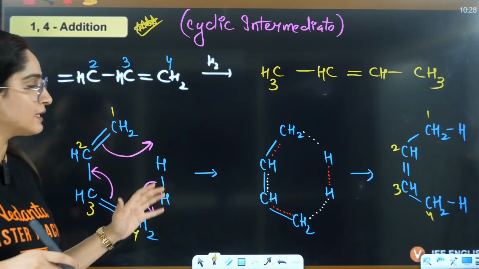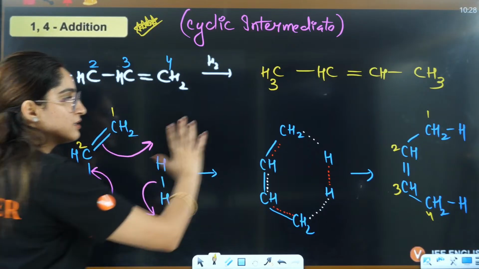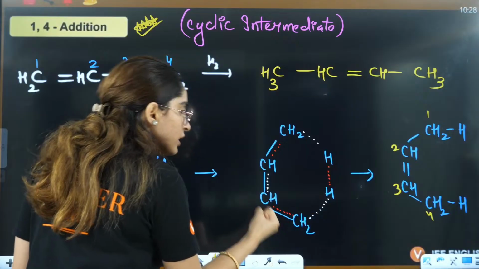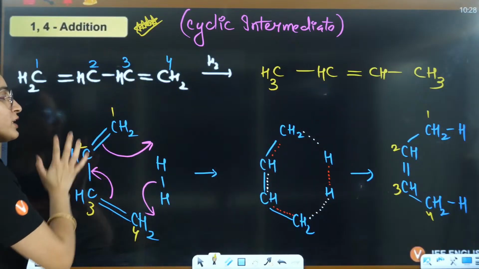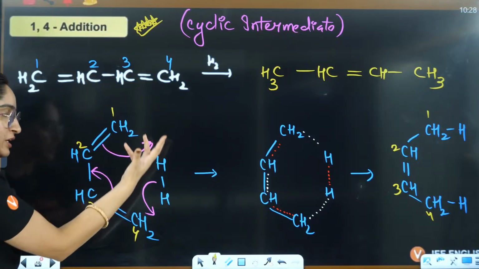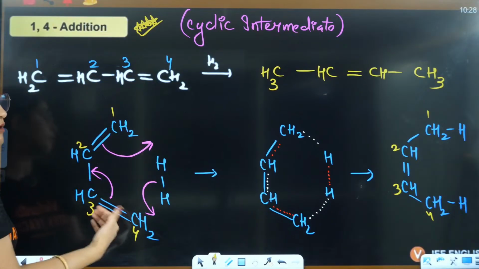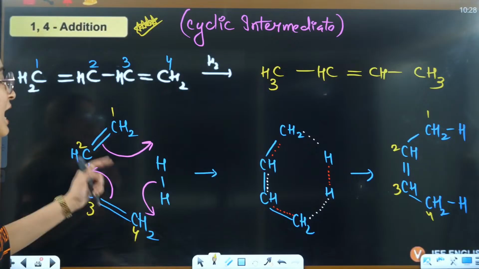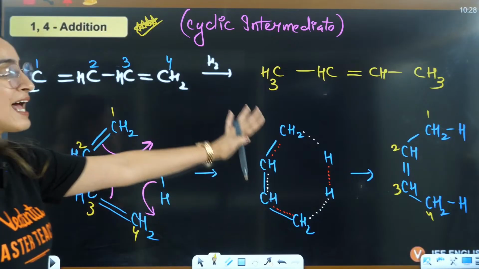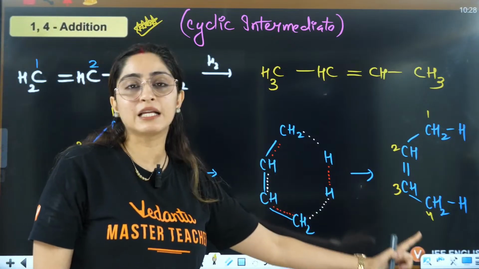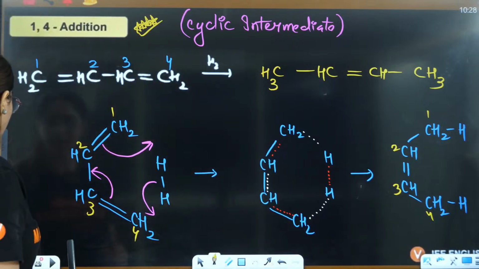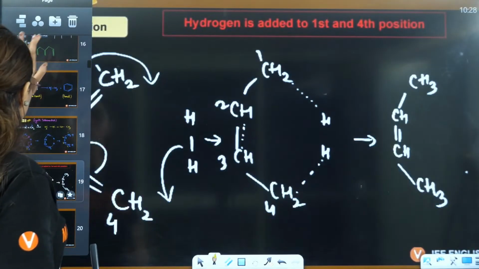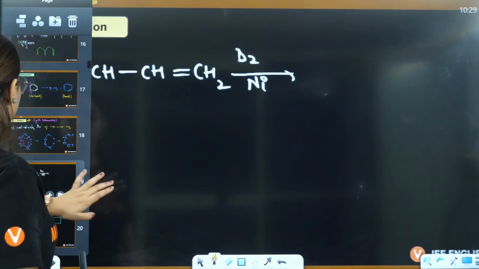Is that clear? So a cyclic intermediate is formed because of the shifting of the double bond. Because of conjugation here, there is shifting of a double bond because of delocalization, and hence you will have the cyclic intermediate, which will further lead you to have 1,4 addition, right? Okay, everybody, do let me know if that is clear.